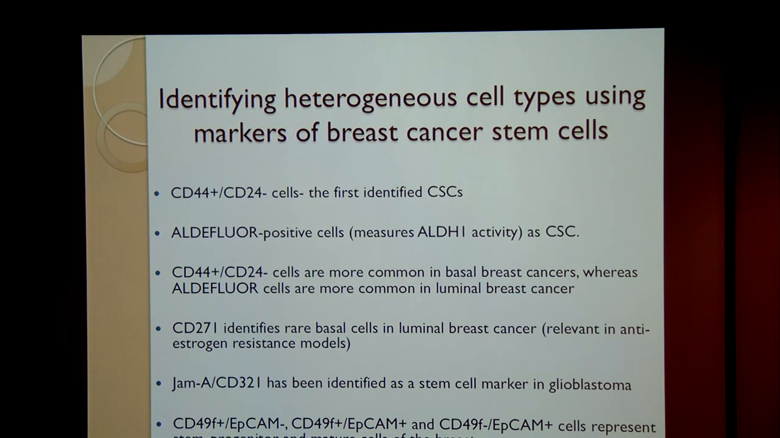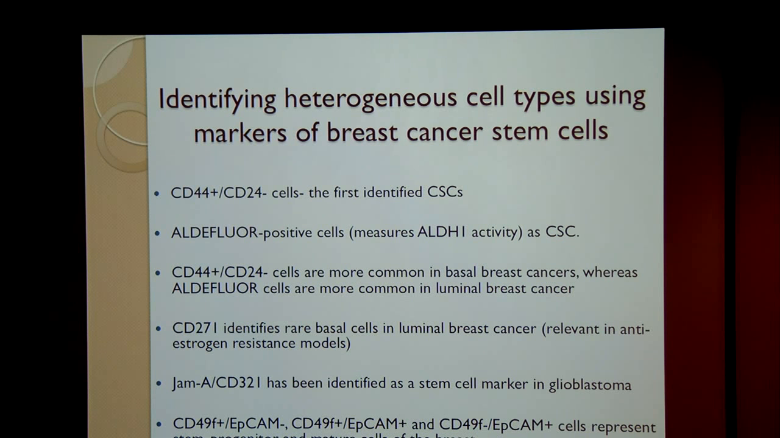And we also looked into CD271. CD271 is expressed in basal cells, and in some of the luminal cancers I mentioned, luminal A and B, if there is a resistant clone, they may be expressing this. And this is another one which people identified in glioblastoma, but we find it expressed in breast cancer. For most of my talk, focus on this one classification. CD49F plus EPCAM minus are considered basal or the stem cells of the normal breast. These double positive cells are considered luminal progenitor, whereas EPCAM positive, CD49F negative cells are considered mature or differentiated cells.